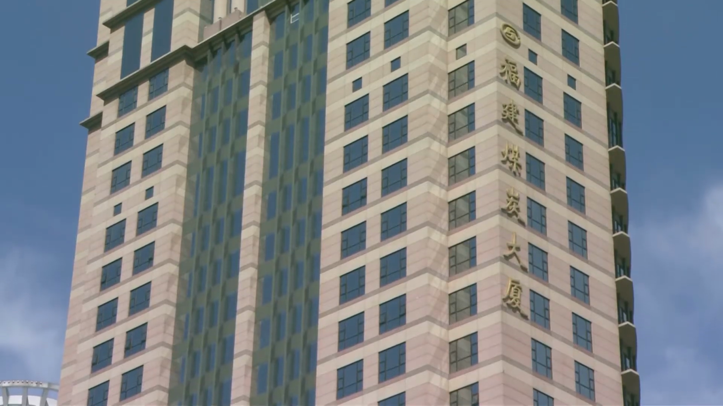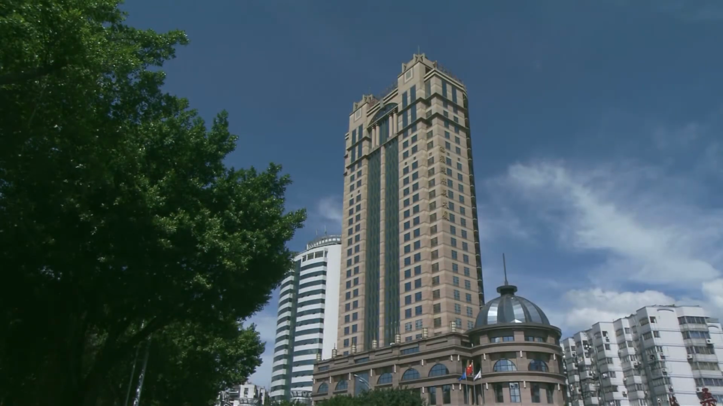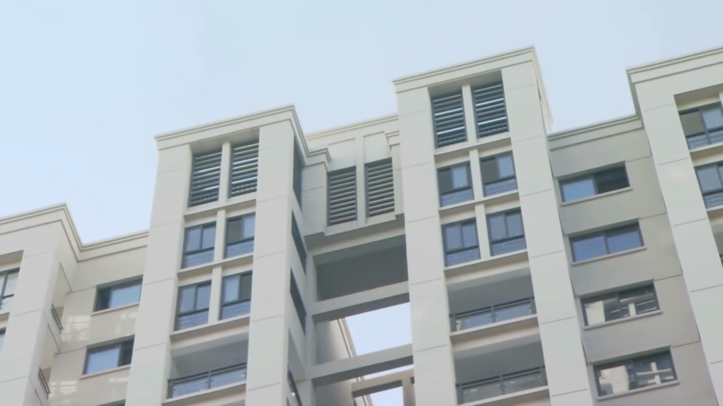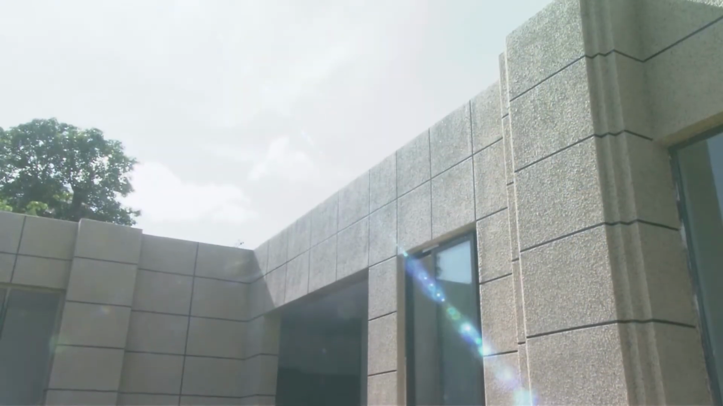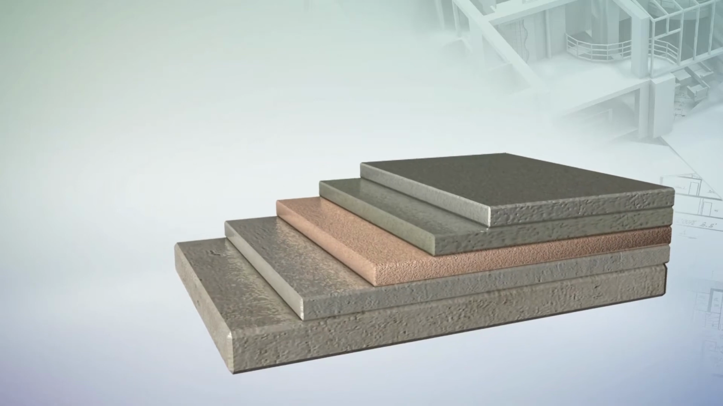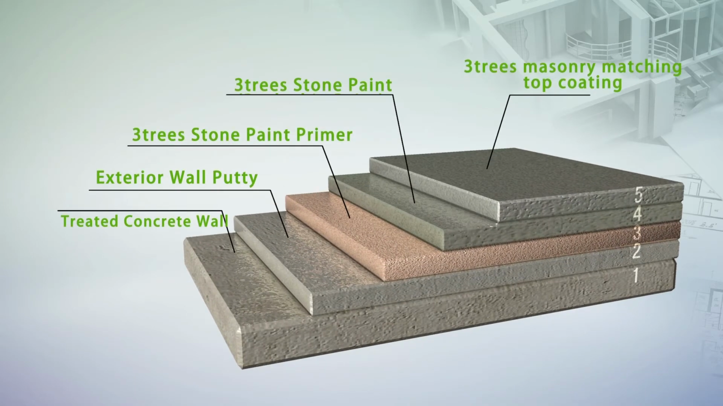For example, fireproofing, water resistance, acid and alkali resistance, and anti-stain. Besides, it has many features like non-toxic, odorless, no radiation, no fading, and high adhesion. Now we'll give you a detailed introduction about the application process of stone paint, rock chip paint.